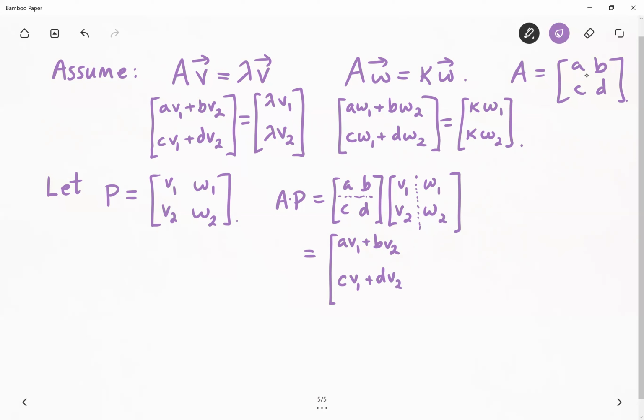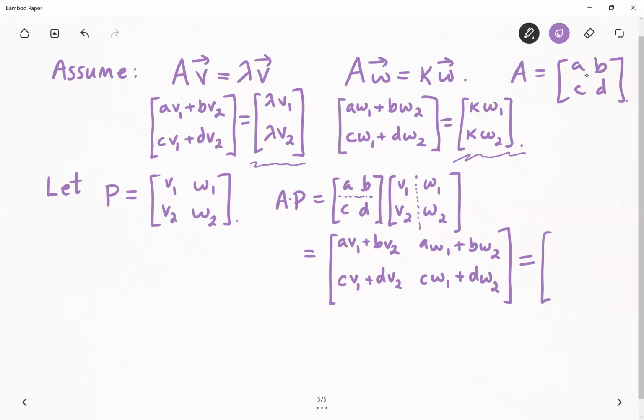Then on the top right, we'll have A W1 plus B W2. Bottom right will be C W1 plus D W2. Boy, those numbers sure look familiar. That's because we saw them in our assumption. Because of our assumption, we can replace them with these values.